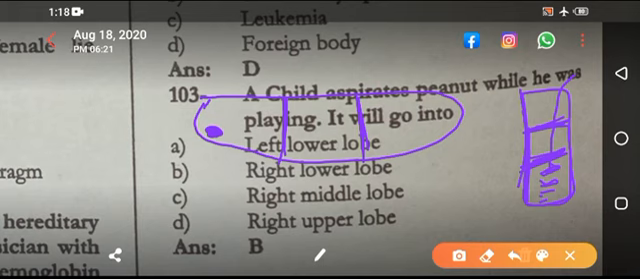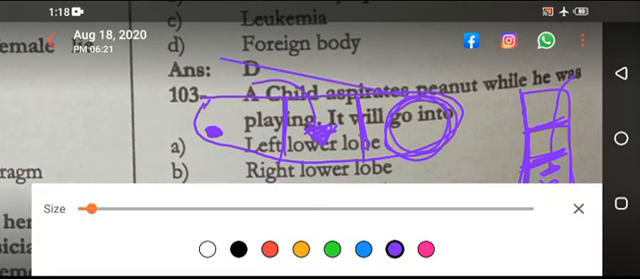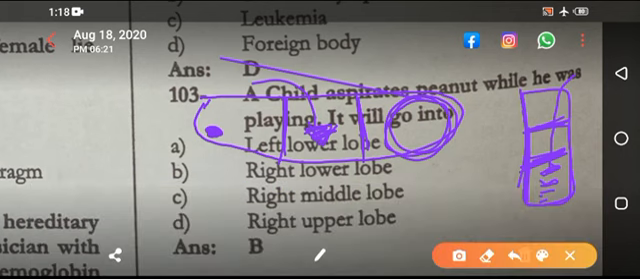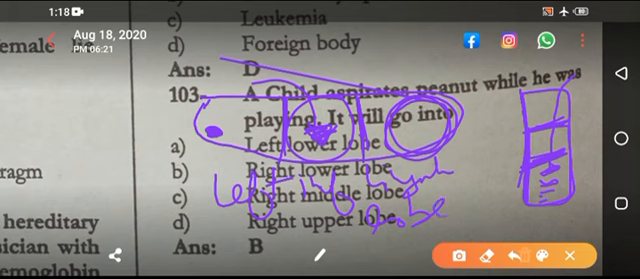In the right sided lying position, it would go into the right middle lobe. So if the person is standing, it would go to the right lower lobe. If the person is supine, right upper lobe. And if the person is lying on the right side in bed, right middle lobe. But if the person is lying on the left side, where would it go? The left inferior lingular lobe or segment.